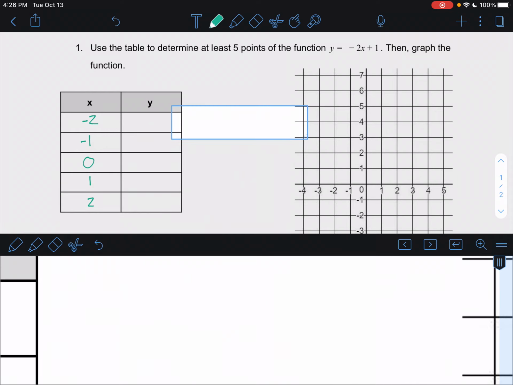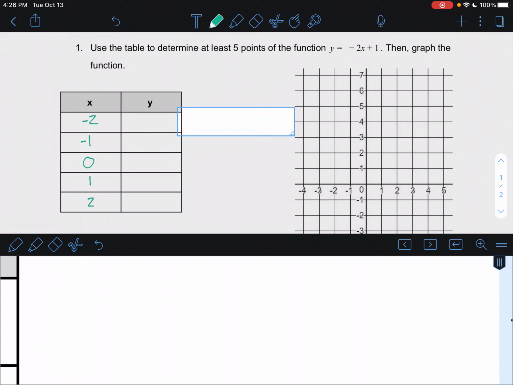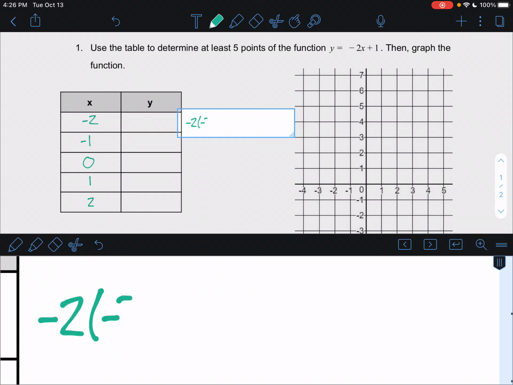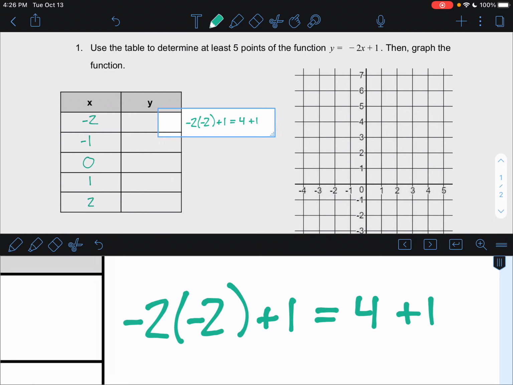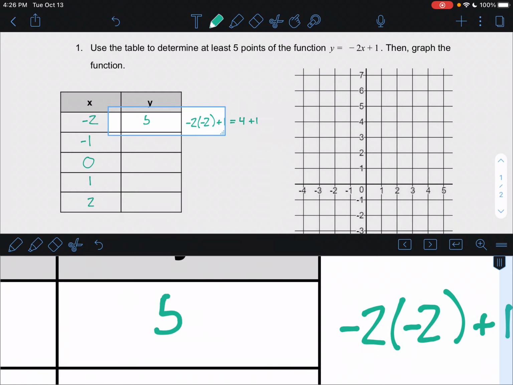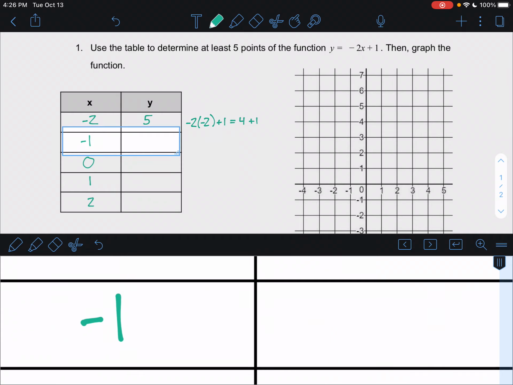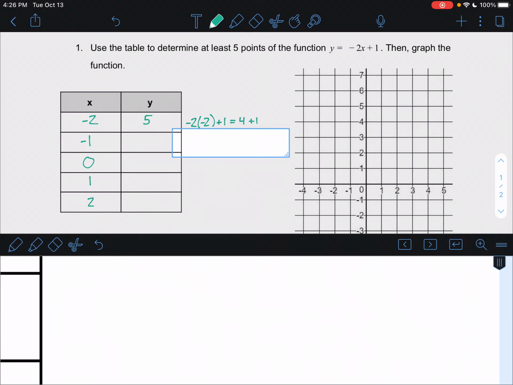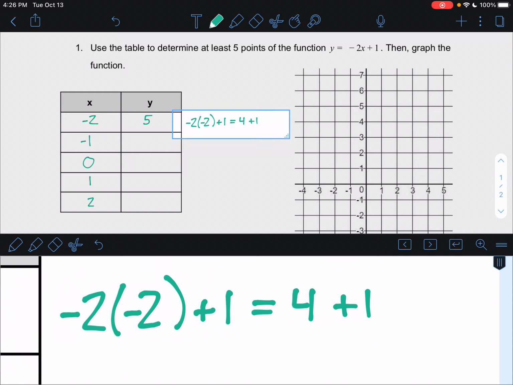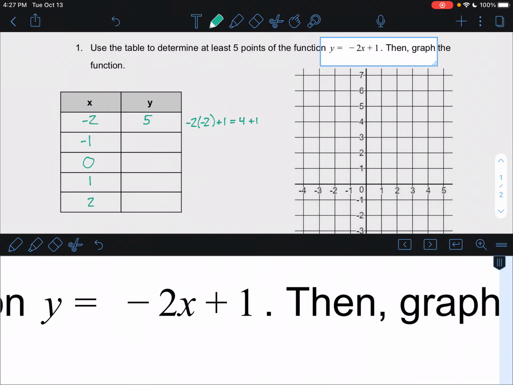And I need to solve for y. So let's see. Y here is going to be negative 2 times negative 2 plus 1. Negative 2 times negative 2 is positive 4 plus 1, and positive 4 plus 1 is 5. By the way, I got that by plugging it into this equation, y equals negative 2x plus 1.